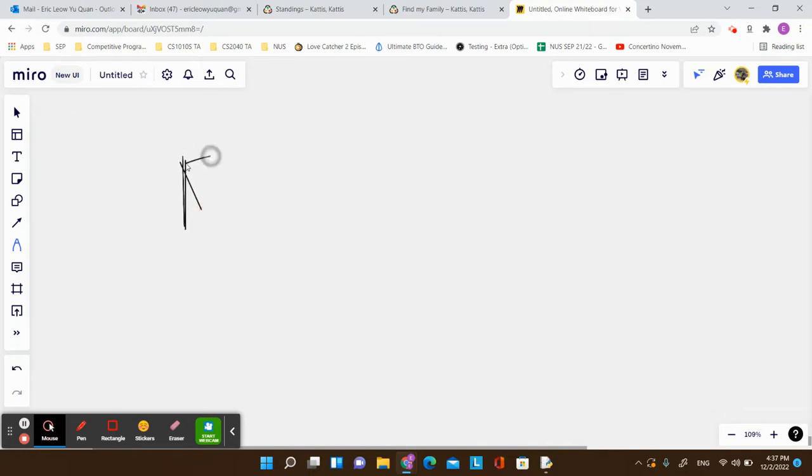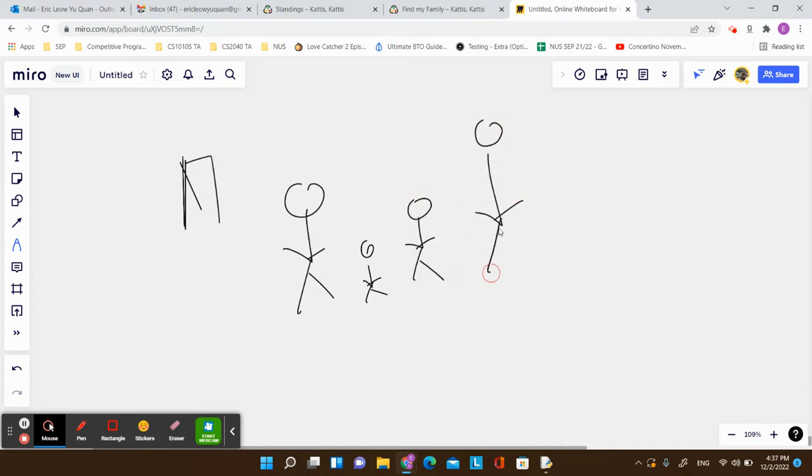Maybe I'll just draw one person here, someone short. 2, 1, 3, something like that. For example, this guy is maybe 160, this guy is 140, 150, 180. Imagine they're standing in a line, and you're given a photograph.